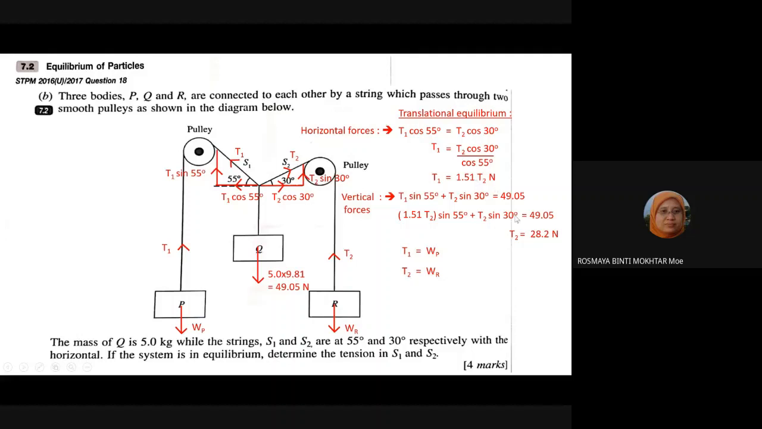Okay, so actually what we use here is simultaneous equations using the substitution method. You form two equations and use simultaneous equations. Using substitution, you get T2 equals 28.2. Then substitute T2 again into the first equation to get T1, which equals 42.6. So the question asks us to determine the tension in S1 and S2, which is T1 and T2. So the question is answered. Okay, any problem with question 1B?